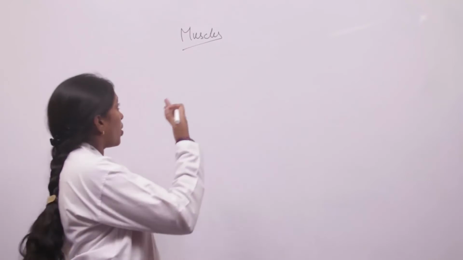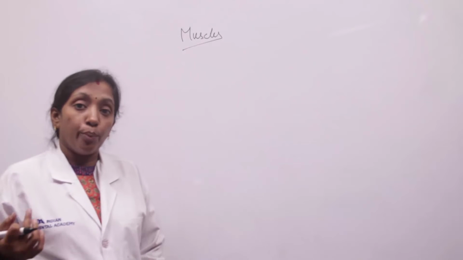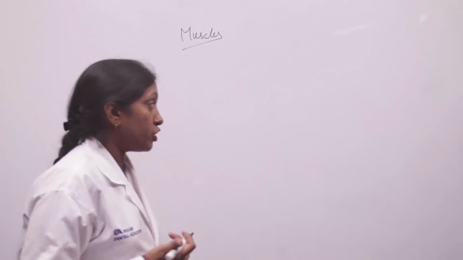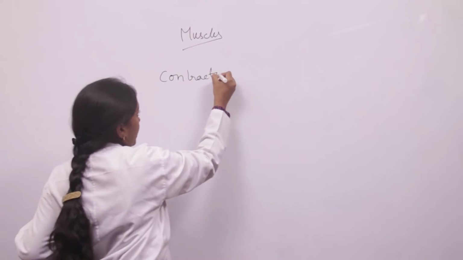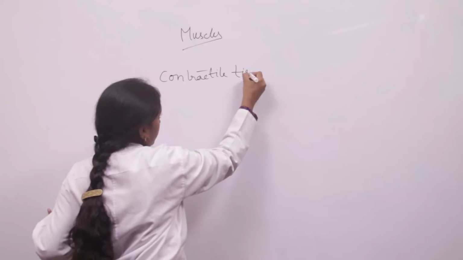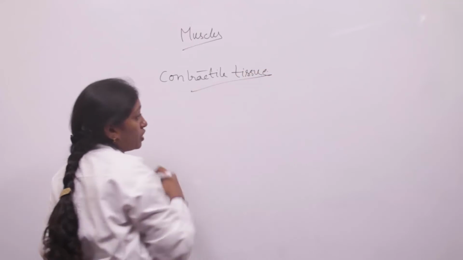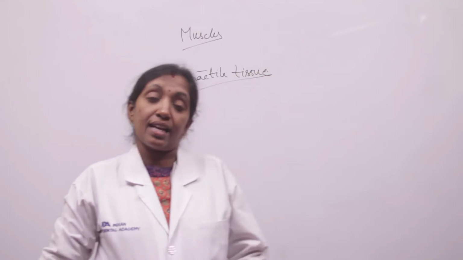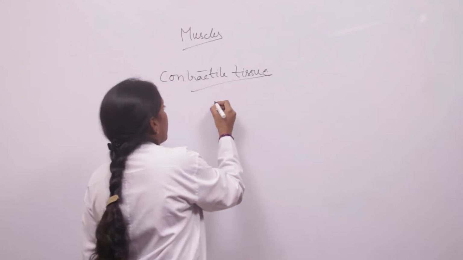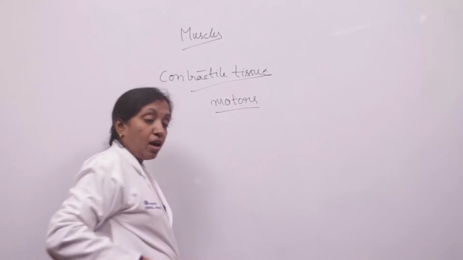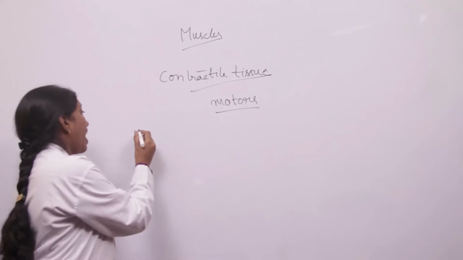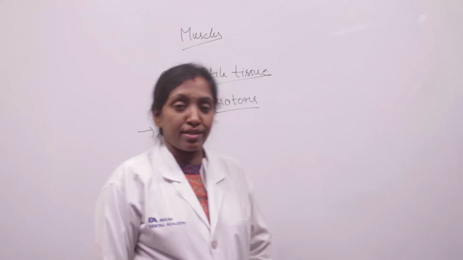Muscle is a contractile tissue which brings about movements, and muscles are considered the motors of the body. We have three types of muscles.